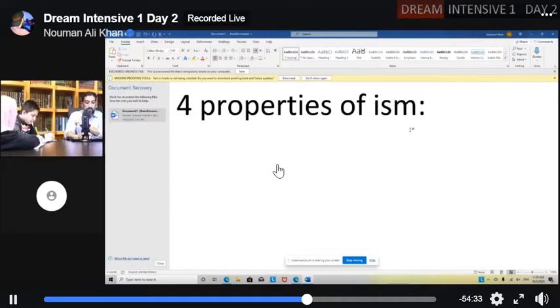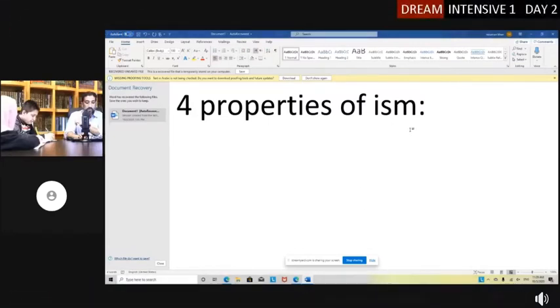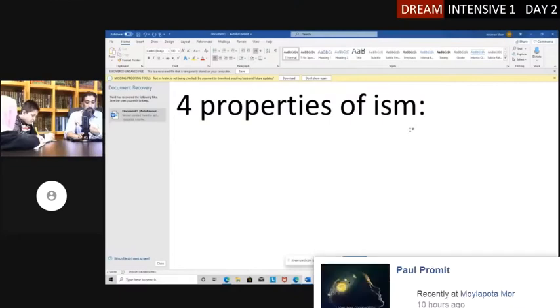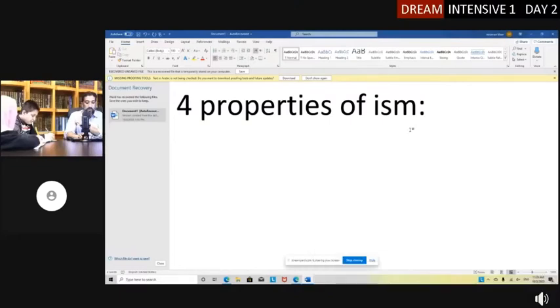Number 1, status. Number 2, number. Number 3, gender. Number 4, type. So write that down. Don't take pictures of it or screenshots. Write it down. قيدوا العلم.